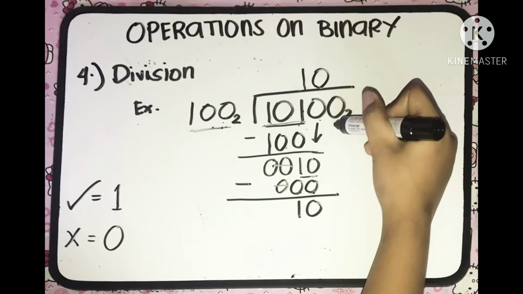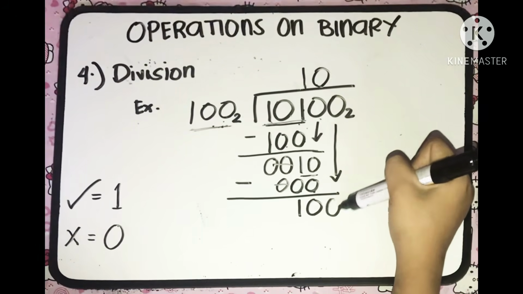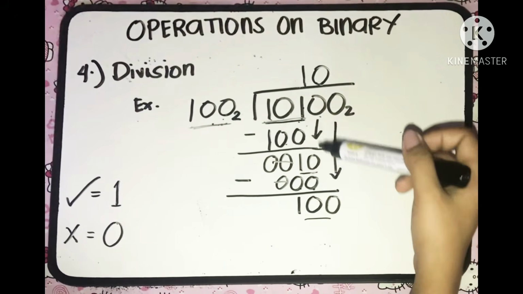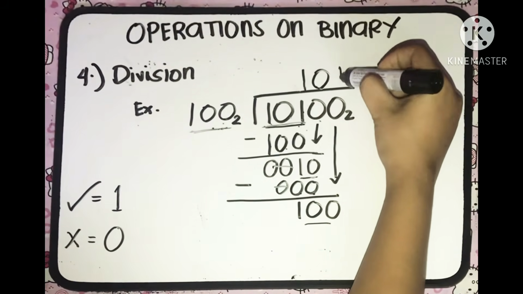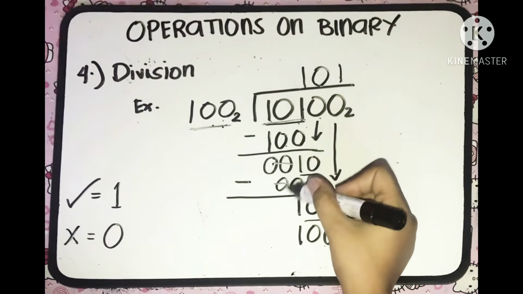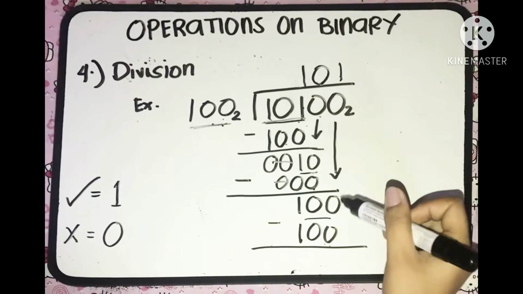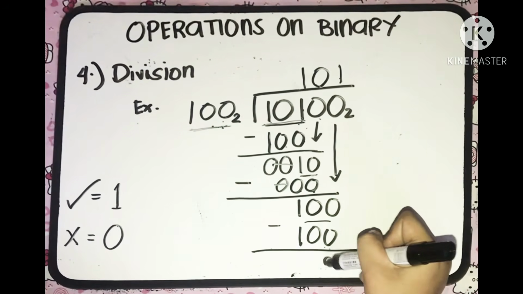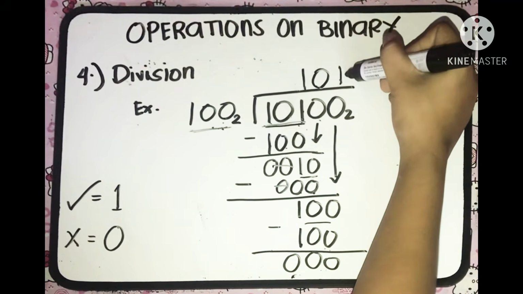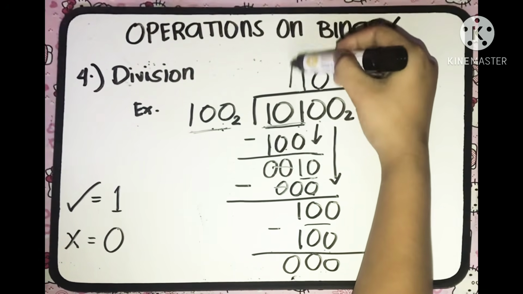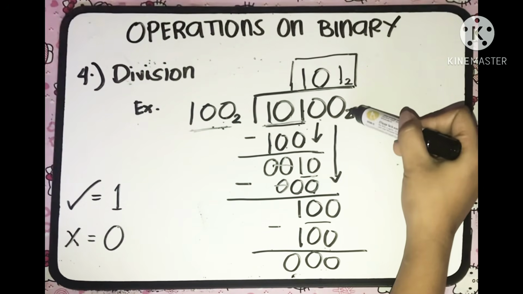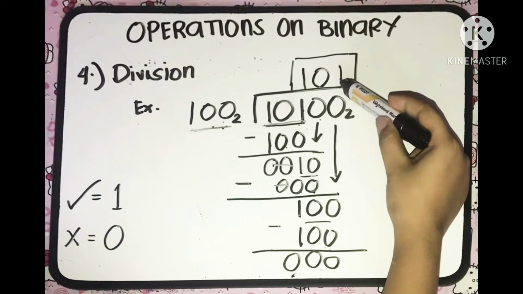Then, after subtracting, bring down again. So, we have 0. So, ngayon, meron na tayong 100 and 100. So, since equal sila, answer natin will be 1. And then 1 multiplied to 1, 0, 0 is equal to 1, 0, 0. Then, subtract natin. So, it will be equal to 0, 0, and 0. So, this is the final answer. So, lagyan na lang natin ng subscript 2. And tip, for you to know na kayo ay nag-arrive na sa final answer, the last digit in the dividend should be aligned sa last digit ng answer ninyo.